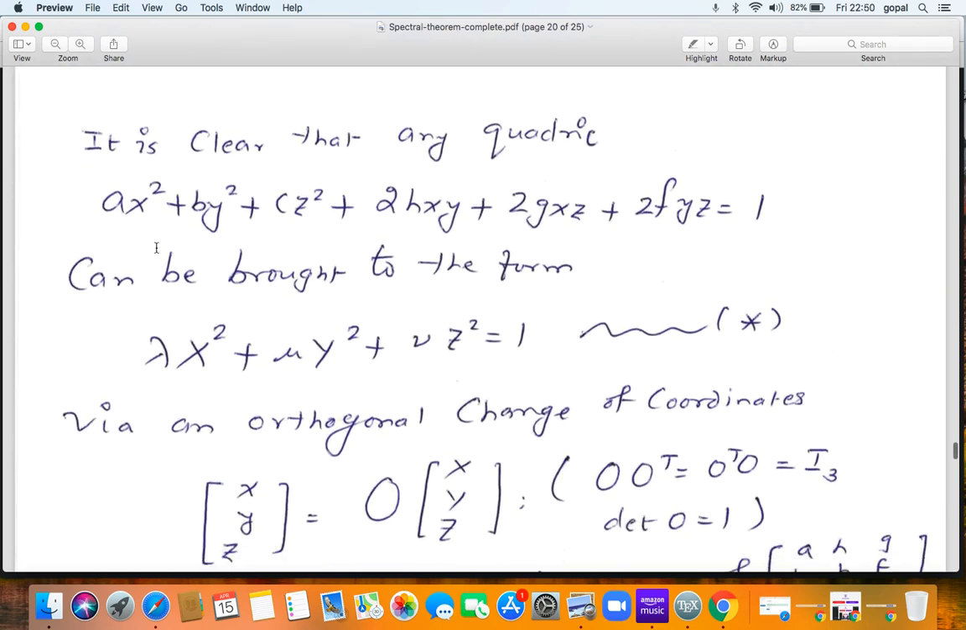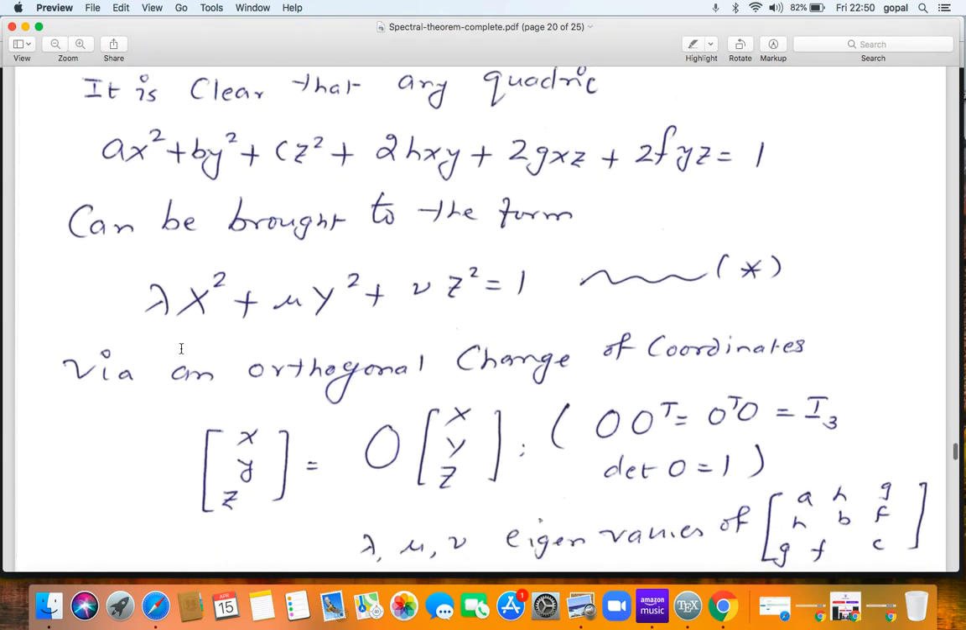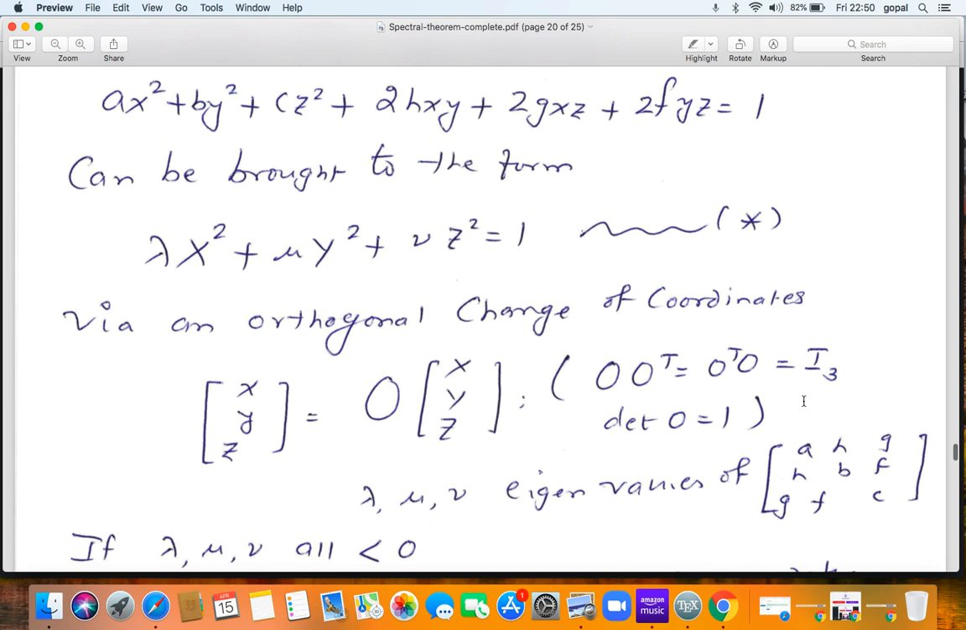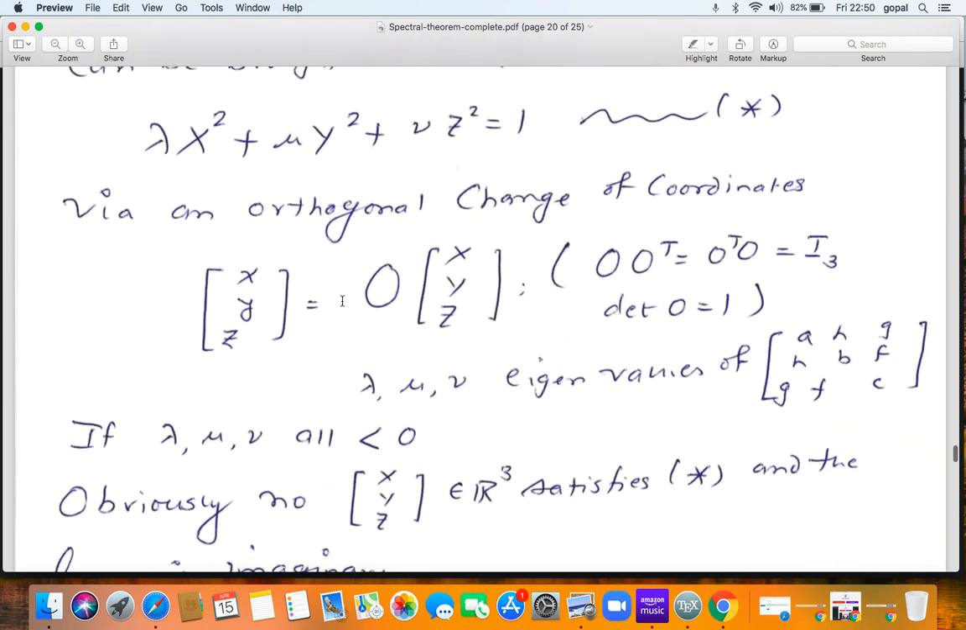You can deal with any quadric surface: ax squared plus by squared plus cz squared plus 2hxy plus 2gxz plus 2fyz equal to 1. This can be brought to the form lambda x squared plus mu y squared plus nu z squared. Lambda, mu, nu are the eigenvalues of this 3x3 real symmetric matrix, after subjecting it to the change of variables and so on. If lambda, mu, nu are all negative, the locus is imaginary. There is no real locus.